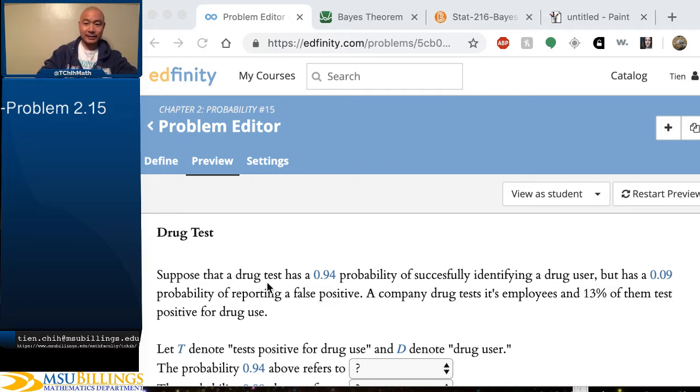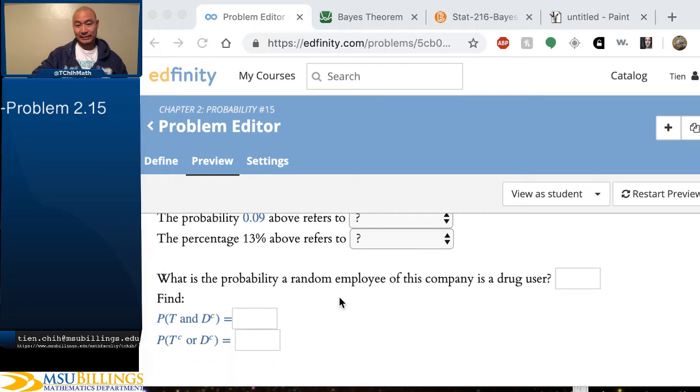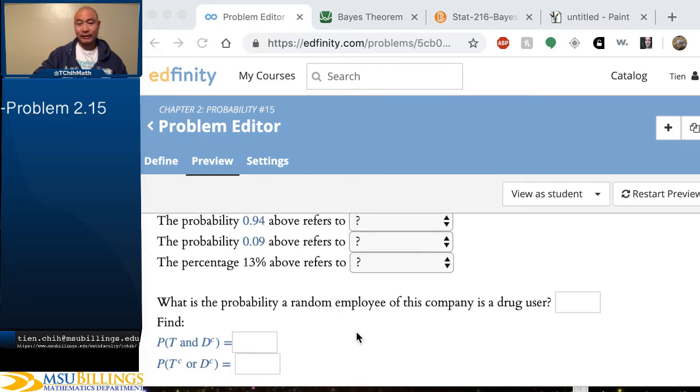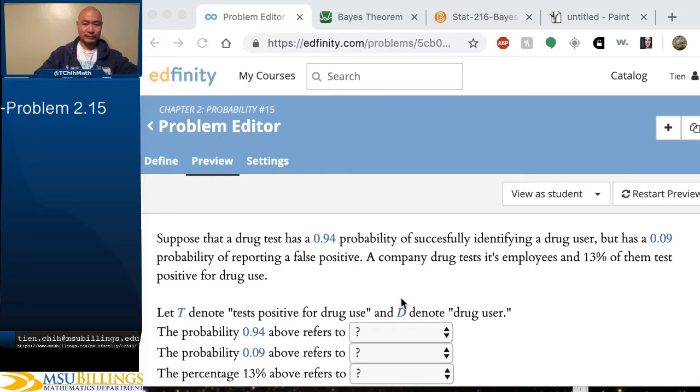So what we have here is a drug test that when someone's a drug user, there's a 94% chance of successfully identifying them. And when someone's not a drug user, it gives a 9% chance that there's a false positive. And so a company drug tests its employees and it finds that 13% of them are positive for drug use. And so they want to know what percentage of the employees actually use drugs. That's the first question here, and then there are some follow up questions.